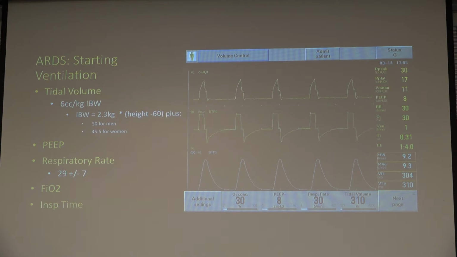FiO2, obviously we're going to start at 100%. I'm not sure why it shows 30 here. And inspiratory flow, or inspiratory time. This is another point of discussion that we're going to talk a lot about over the next 45 minutes. And I strongly recommend starting flow at about 60 liters per minute. And we'll go a little bit more as to why that is. And certainly I know that there will be some people that disagree with that number, and I'll try and explain why I think that's important.